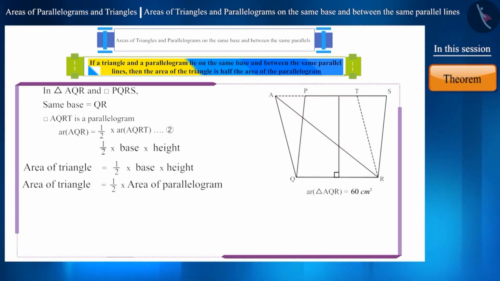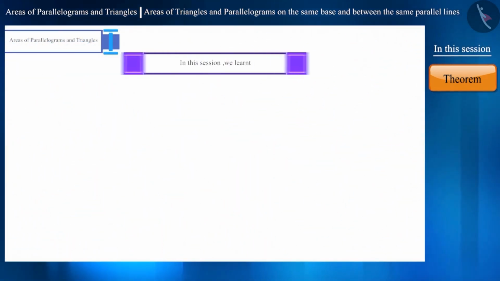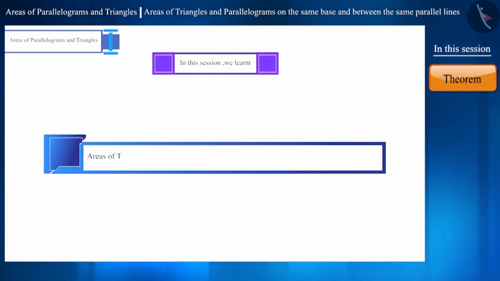Friends, that's all in this session. Today we learned about the areas of triangles and parallelograms located on the same base and between the same parallel lines.